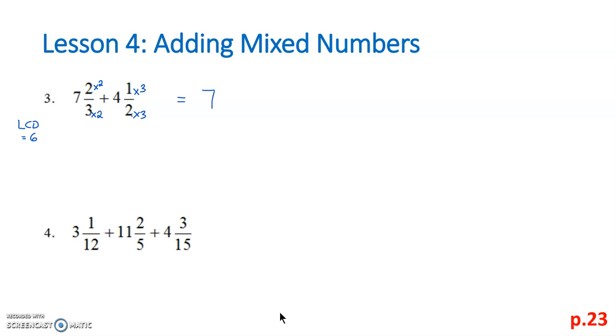And then I'm going to rewrite the fractions. So that will be 7 and 4/6 plus 4 and 3/6. Now I'm going to add my whole numbers and my numerators. 7 plus 4 is 11, and 4 plus 3 for my numerators is 7/6. Now I can see that the fraction portion here is an improper fraction. So what I need to do is change the 7/6 to a mixed number.